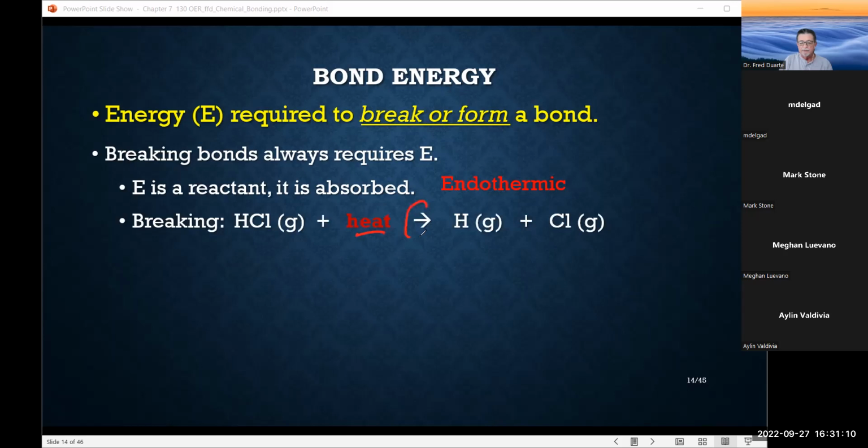Remember, the arrow represents a process, either a physical process or a chemical process. To the left of the arrow are the reactants, to the right of the arrow are the products. So in this case, heat/energy is a reactant, and in this example HCl is being broken up to generate the hydrogen atom and the chlorine atom.